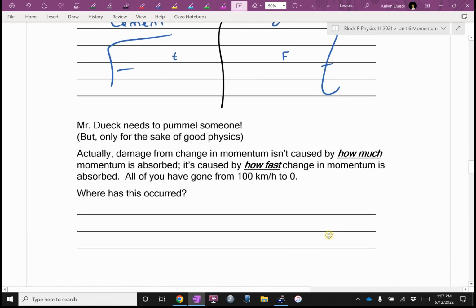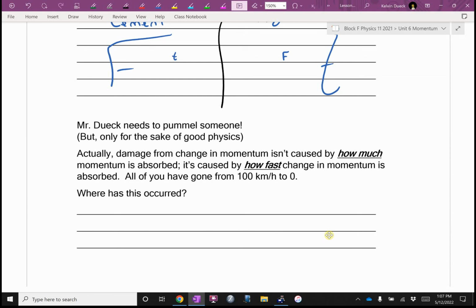Actually, damage from change in momentum, from impulse, is not caused by how much momentum is absorbed. It's how fast the change in momentum has occurred. All of you have gone from 100 kilometers an hour to 0. When you're on the freeway, and then you go onto an off-ramp, and then you slow down a bit more onto a city road, and then you slow down a bit more in your subdivision, and you slow down a bit more to get onto your driveway, and you come to a stop.